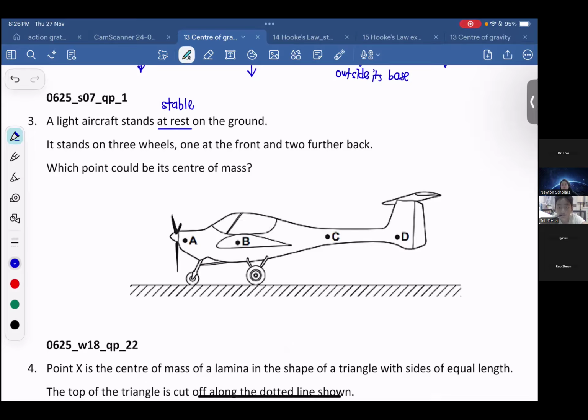Correct, Emily. Angeline, correct. So if it is stable, what does it mean? This is the base. Your center of mass must be inside, within the base. Megan, correct. So the answer will be B. Stable means that the line should be inside the base, within the base, for the center of mass.